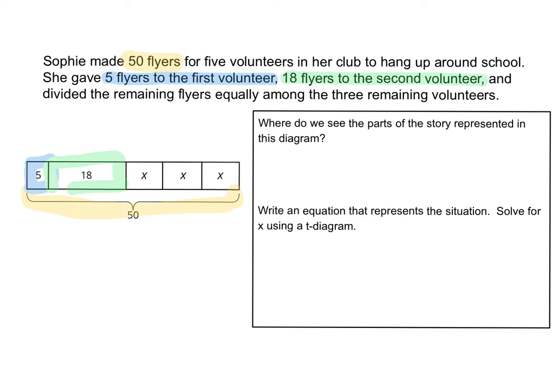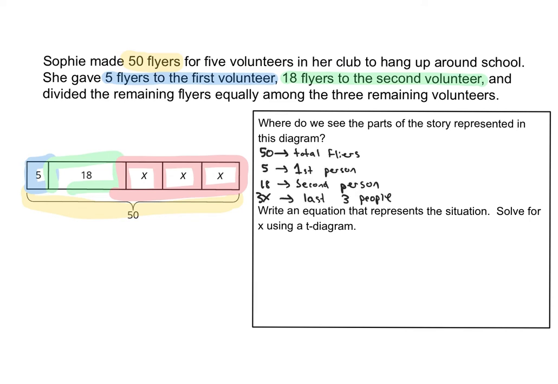So we don't know how many they each got. That's why they're X. But 3 people got X number of flyers. I'm realizing I think I spelled flyers wrong. Oh well. So here's where all those parts show up.